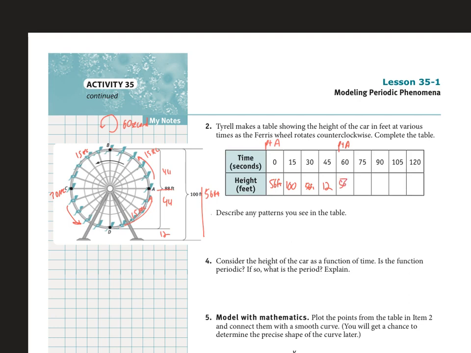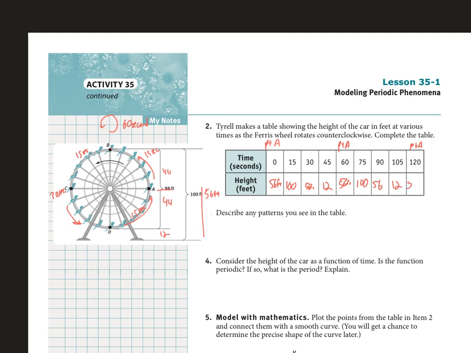So that's 56 feet. And then it just repeats over and over and over again, right? So another 15 seconds, it'll be at the top. Another 15 seconds, it'll be at point C. Another 15 seconds, it'll be at the bottom. And another 15 seconds, it completes that period a second time.